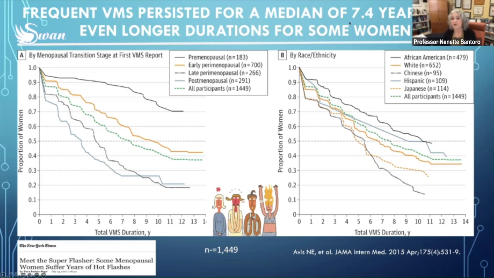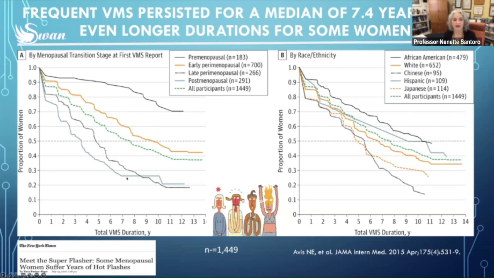than we had previously thought. So the median duration is about 7.5 years. And some women have much longer durations. So this is a series of life table Kaplan-Meier curves showing when they appear on the left. And you can see if they started when you were premenopausal, 10 years later, 75% of those women were still having hot flashes. So these may be the ones who are what I call sort of the lifers, who may require treatment for very long periods of time.